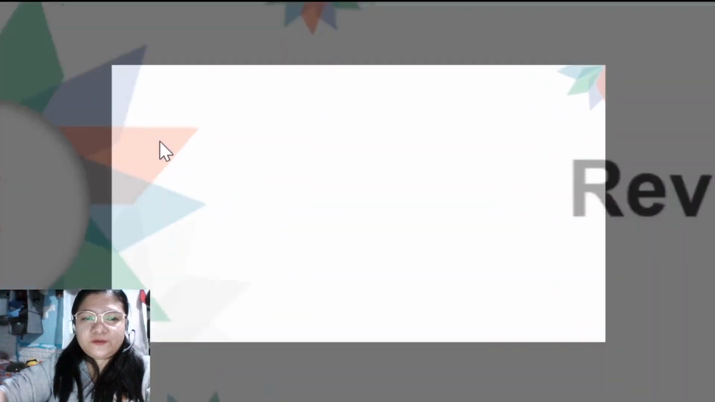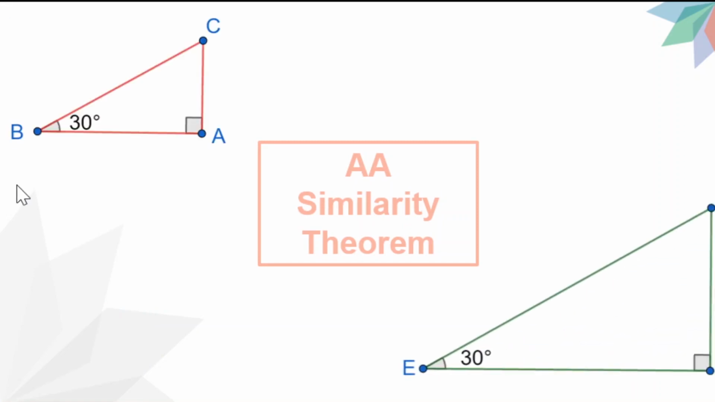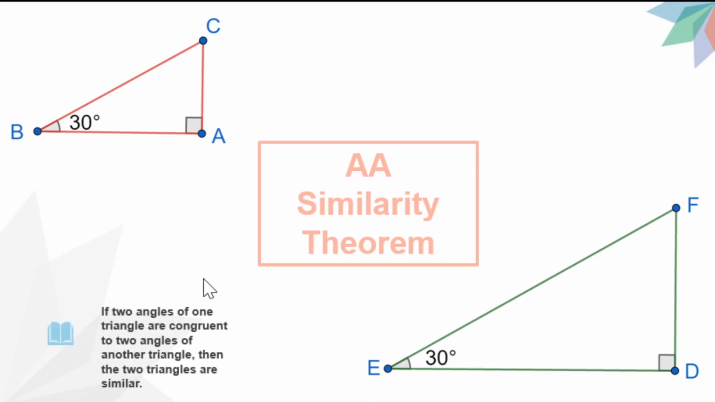First, let us review the AA similarity theorem. The theorem says that if two angles of one triangle are congruent to two angles of another triangle, then the two triangles are similar. Suppose we have triangle ABC and triangle DEF, whose acute angles are 30 degrees and its complement.